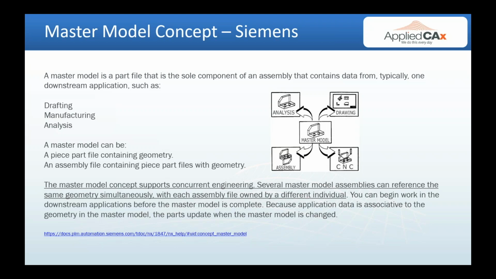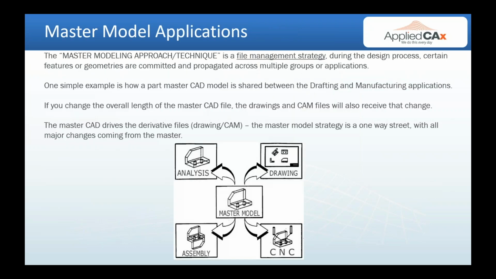The huge benefit here is the master model concept supports concurrent engineering. If you get your part file ready, drafters can start working on it, CAM programmers can start working on it, you can start doing analysis on your master model. The whole goal of master modeling is to do as much concurrent engineering as possible. An unpacked definition, my version of it, is basically a file management strategy that you use during your design process. So again, a part master CAD model is shared between the drafting and manufacturing applications. You would say that that CAD model is the part master.